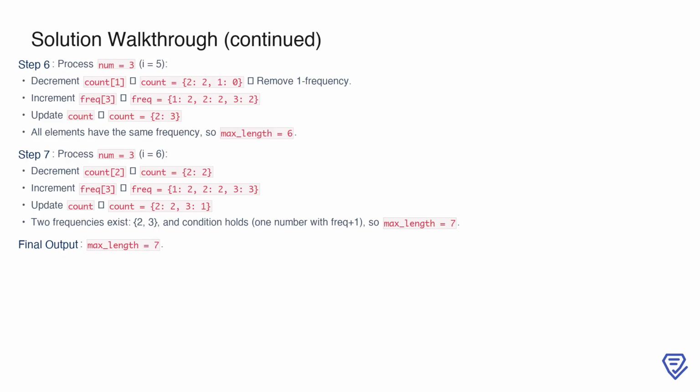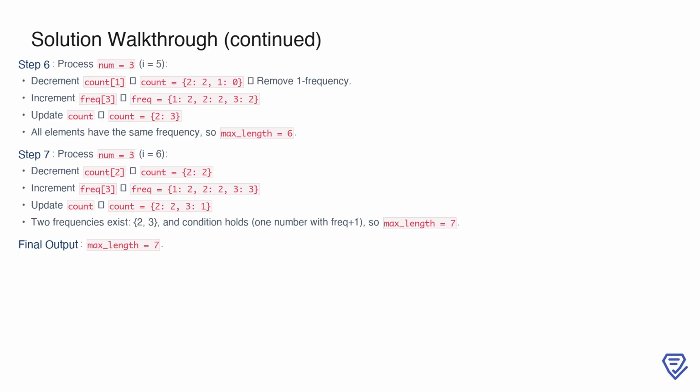Now, for the sixth number, 3, we first decrement count 1 to 0 and remove it. Then, we increment the frequency of 3 in the frequency map, making frequency equals 1, 2, 2, 2, 3, 2, and update count to 2, 3, indicating all elements now share the same frequency of 2. Therefore, max_length becomes 6.